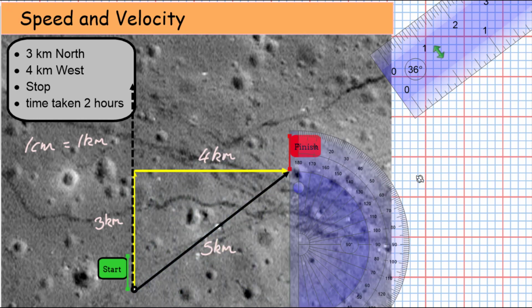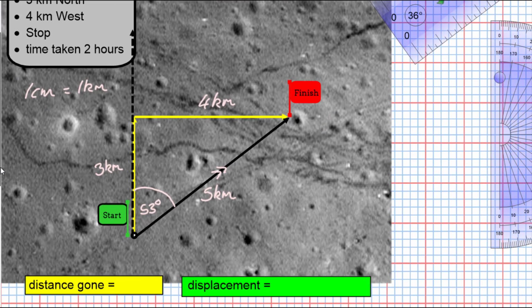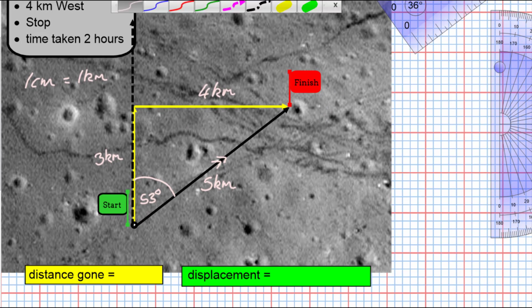So now we have everything we need to know about that vector. We know it's an angle of 53 degrees from the north and its length is 5 kilometres. And we draw 2 little lines like that, 2 little arrows, to show that's the resultant vector. Now, let's analyse what's been happening. We look at our map and we can find out that the total distance gone is going to be 3 kilometres plus 4 kilometres.